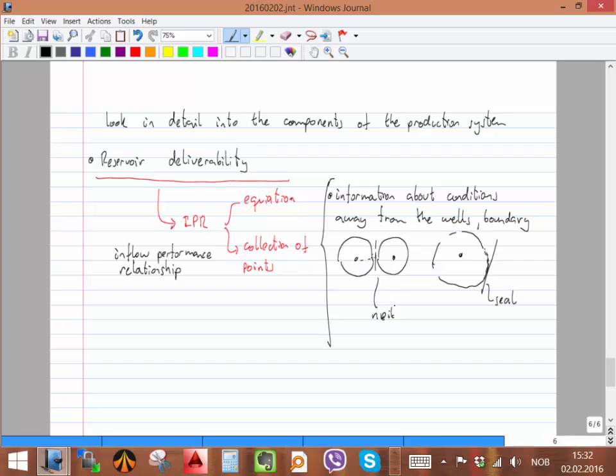Neighboring producers. Another piece of information that it has is how easy it is for the flow to go through the formation. So that gives you some information about the flow restrictions in the formation.